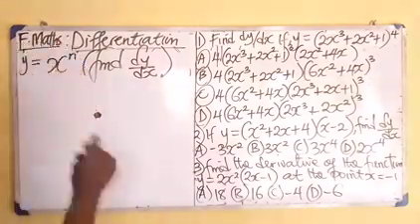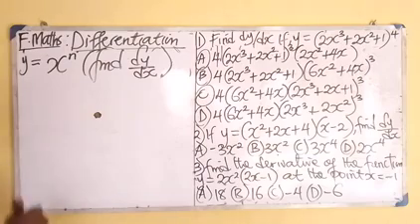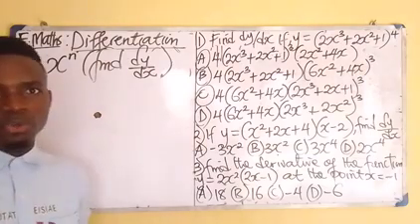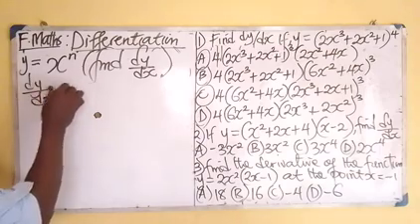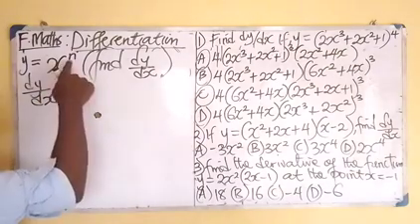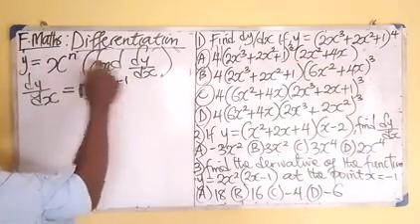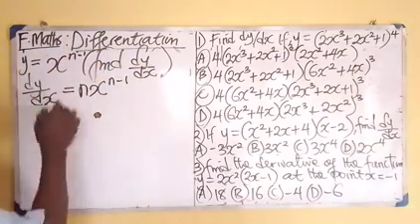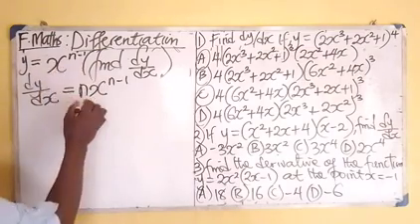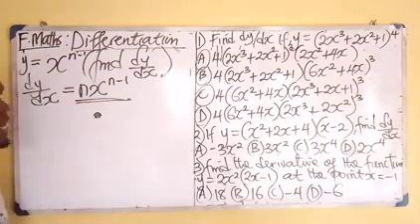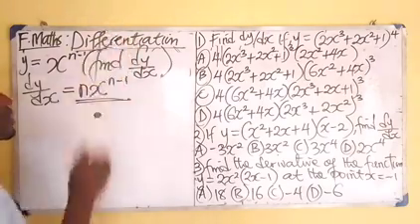So if I was to differentiate this, how will I go about it? It is very easy. I'll say dy over dx equal to, watch what I'm going to do. This n will come to the back of the x, I'll be having nx, then I'll subtract 1 from the power as n minus 1. So what I've just done, I've differentiated x raised by n, and I got nx raised by n minus 1. This is a general formula that expresses differentiation.